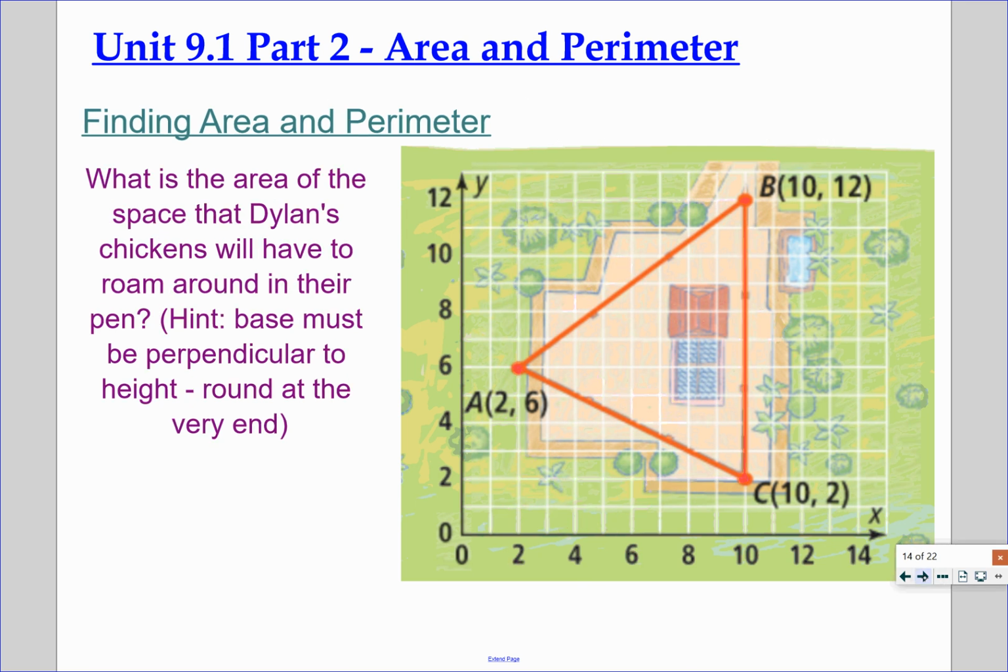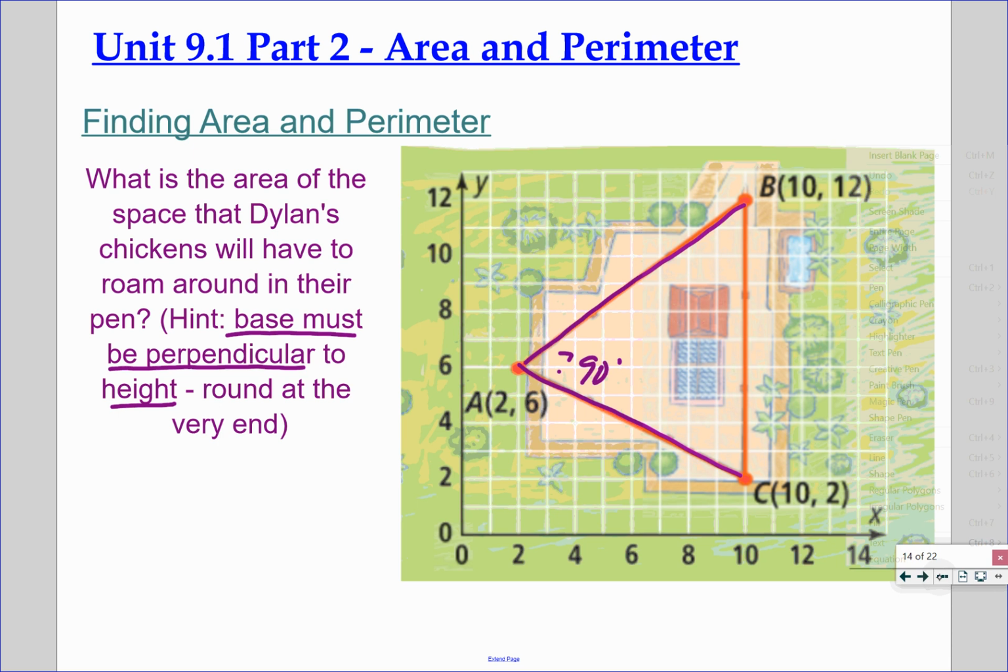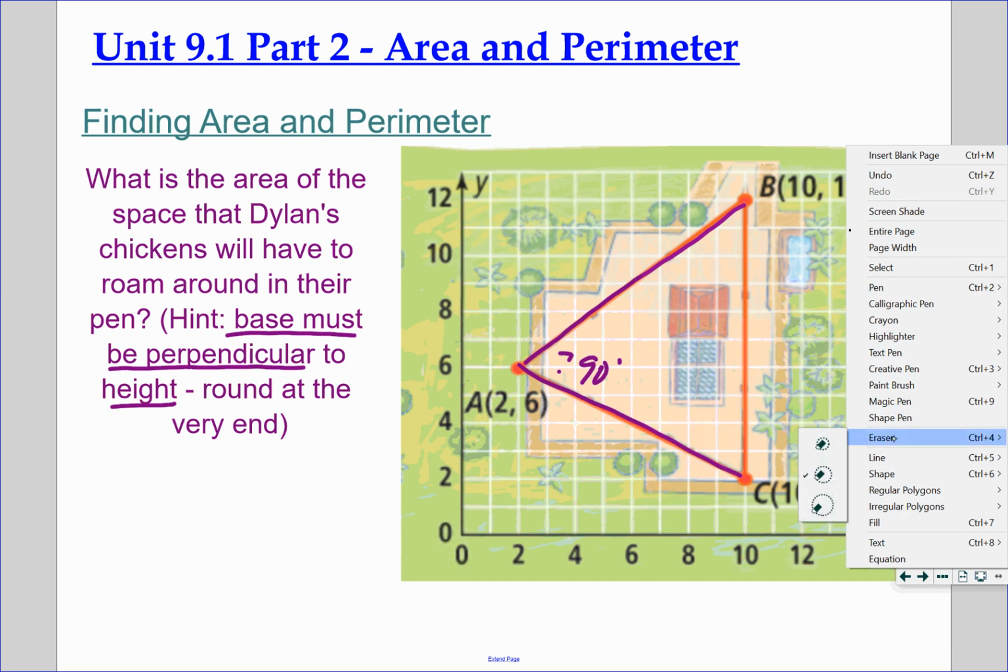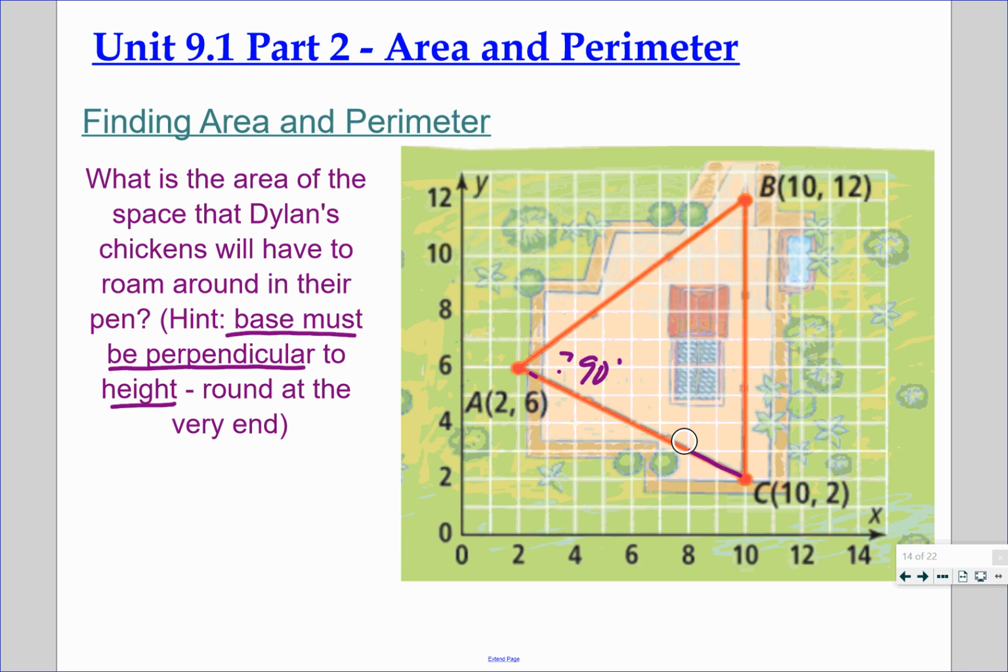Let's use the same diagram. Let's go ahead and find the area that all these chickens would have to kind of roam around and cluck around. So we need to make sure that we remember our base must be perpendicular to our height. So we cannot take this side and multiply it by this side, because this is not 90 degrees. Whenever you're doing stuff like this on a coordinate plane, it's actually kind of nice because the grid makes your perpendicular lines easy to find.